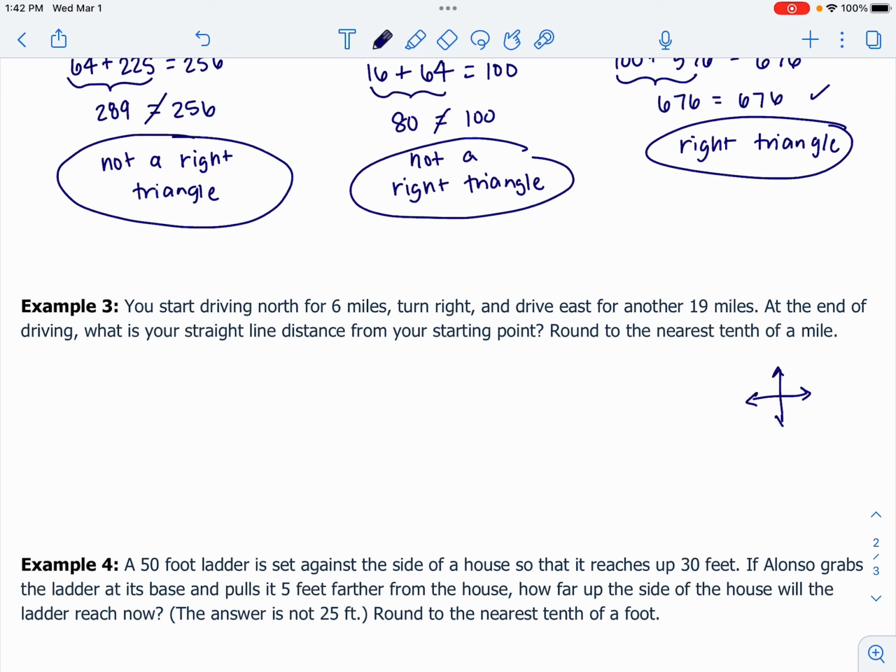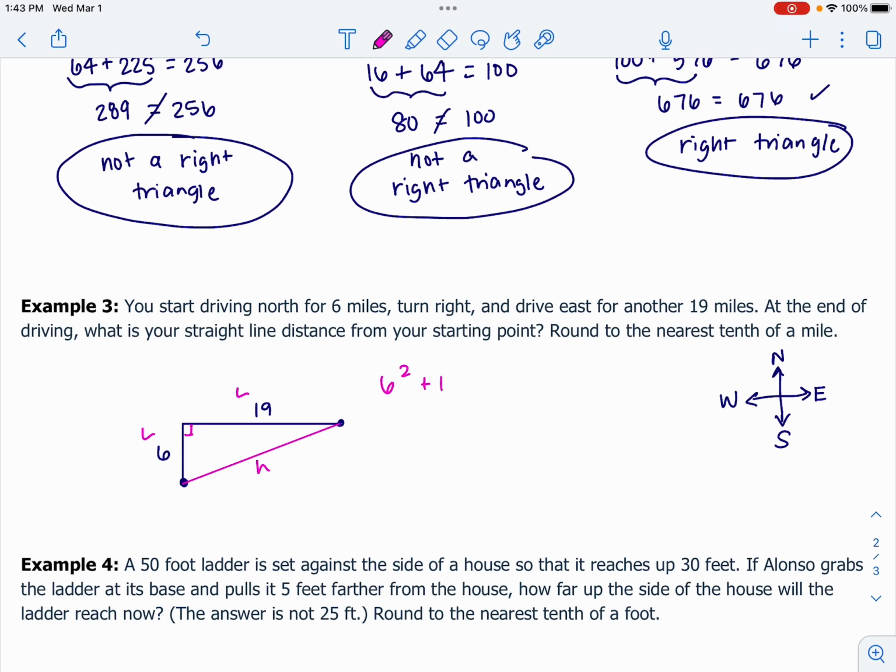Okay, so for those of us that don't know, here's your compass. I'm just going to make a little starting point. I start driving north, this direction, for 6 miles. I'm going to make it a little bit shorter. 6 miles. Then I turn right, and I start going east, 19 miles. At the end of driving, what is your straight line distance from your starting point? So they want to know this distance here that I just drew in pink. So you're making a little right triangle. You just drove the legs of that right triangle. You're trying to find that hypotenuse.